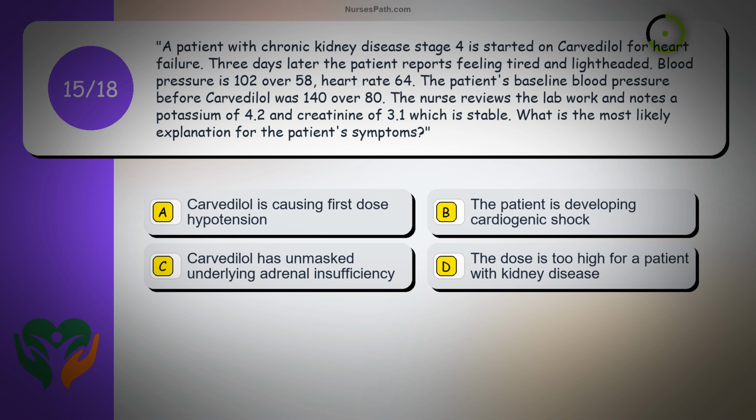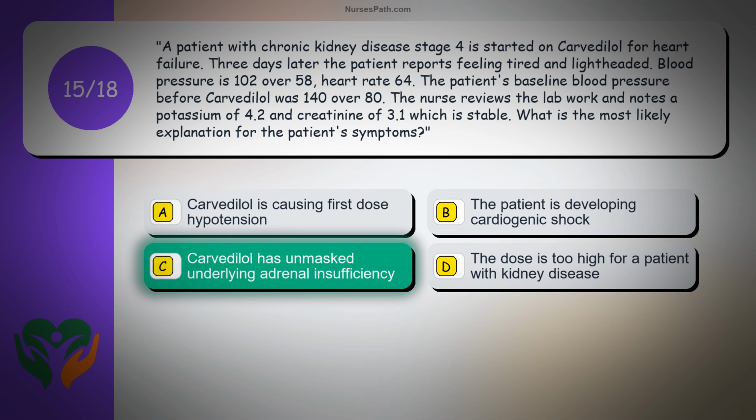Option A, carvedilol is causing first-dose hypotension. Option B, the patient is developing cardiogenic shock. Option C, carvedilol has unmasked underlying adrenal insufficiency. Option D, the dose is too high for a patient with kidney disease. The correct answer is option C, carvedilol has unmasked underlying adrenal insufficiency.